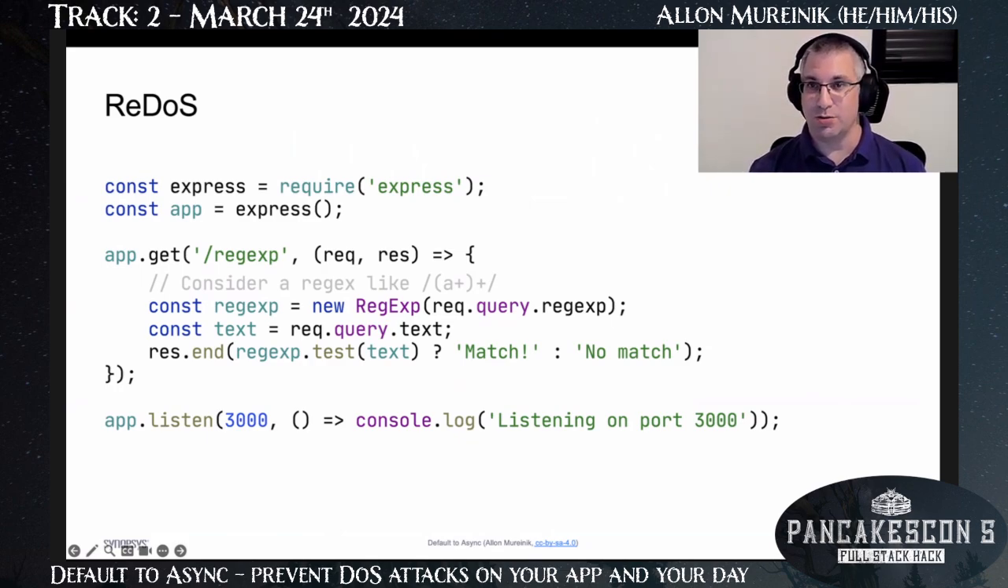Regexes are an extremely powerful tool, ridiculously powerful. Sometimes, again, too smart for their own good. So consider a regex like the one in the comments: brackets, a plus on all of that. For those of you who aren't fluent regex readers, this means a string of one or more A's, one or more times, which is a very, excuse the language, stupid way of saying a whole long bunch of A's.